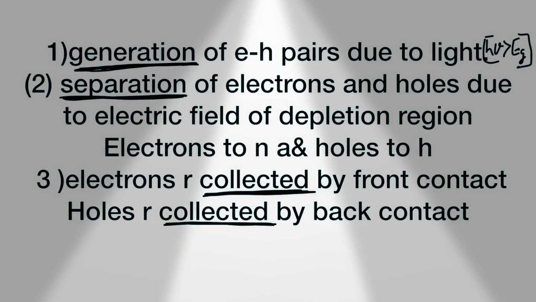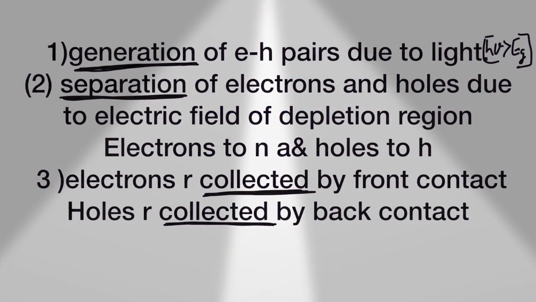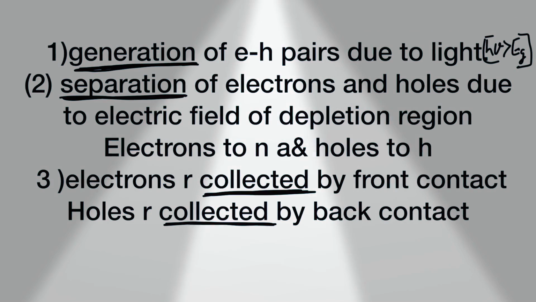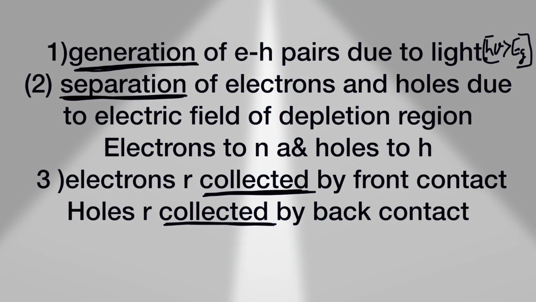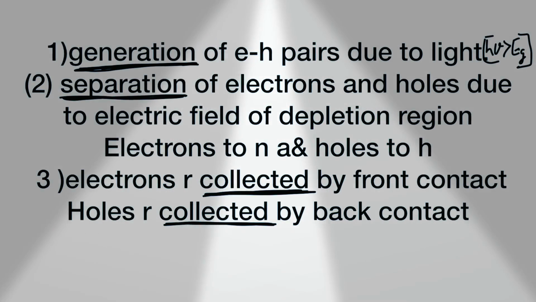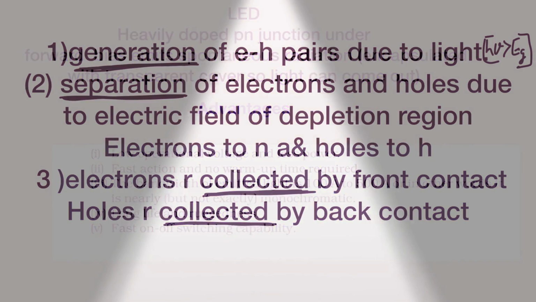Generation of EH pairs due to light h nu, which is greater than Eg, and separation of electrons and holes due to the electric field of the depletion region. Electrons are moving towards N and holes are moving towards P. Electrons are collected by the front contact and holes are collected by the back contact. Production of low-cost solar cells or photovoltaic cells is still under research.